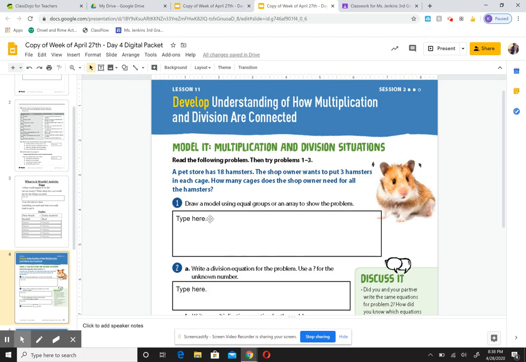So, you don't have to use equal groups because, well, you still are using them, but you're not going to have to draw them because obviously we can't draw here. So, for instance, 3 hamsters in each cage. So let's do it. 1, 2, 3. Next cage, 4, 5, 6. Next cage, 7, 8, 9, 10, 11, 12, 13, 14, 15, 16, 17, 18. So I'm going to move this one just a little bit back because we don't have space for it. But that's how you can do your equal groups.